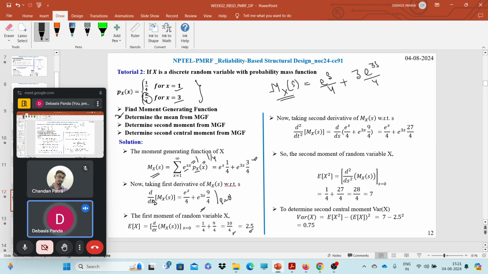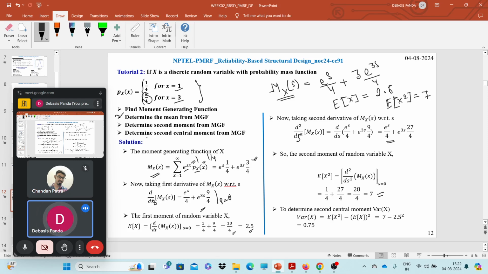Now, determine the second moment from the moment generating function. This was the first moment about origin. Now for the second moment, you need to differentiate this function with respect to s twice. So it will be s, not t. If I do the differentiation, it will give me e to the power s by 4 plus e to the power 3s, and that part 27 by 4. Now just take the value at s equals 0, and you will find the second moment about origin. So this is the moment generating function of the discrete random variable given here. Now we have found E of X, that means the first moment or mean, as 2.5, and we have also calculated the second moment about origin, the mean square value, as 7.